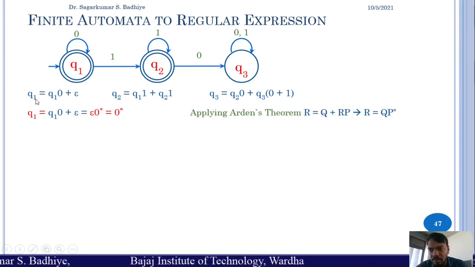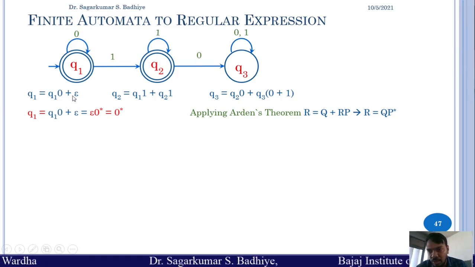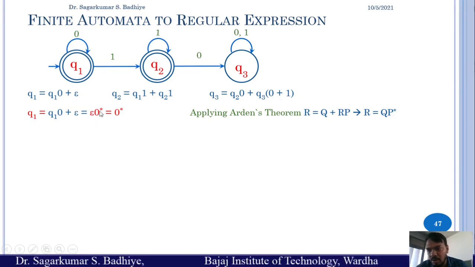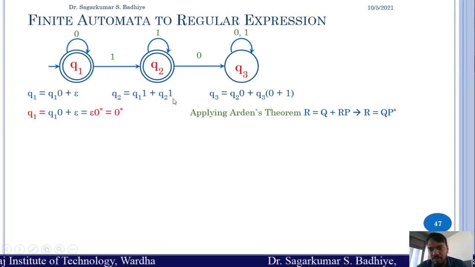You can see that it is of the form R equals Q plus RP, so you can directly apply Arden's theorem on this equation, and the result will be QP star. Here Q is epsilon and P is 0, so the solution to this equation will be q1 equals epsilon dot 0 star, which is nothing but 0 star only. So we have obtained an equation for q1, that is 0 star.